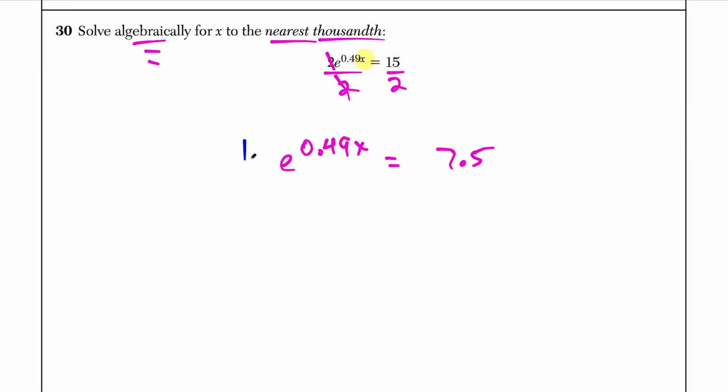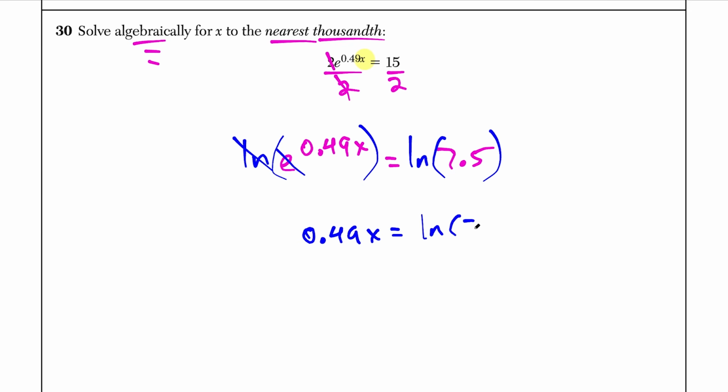So I'm going to take the natural log of both sides like this. So the natural log of the left side and the natural log of the right side. Because natural log and e cancel out, now all we're left with is 0.49 times x equals natural log of 7.5. So now to solve for x, just divide both sides by 0.49. And the rest is calculator work.